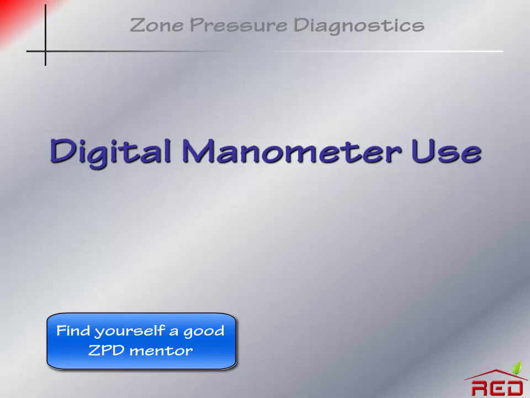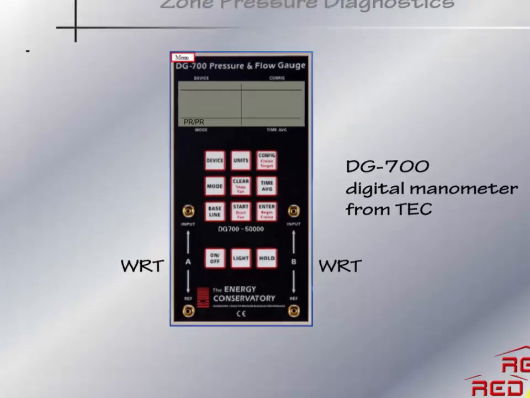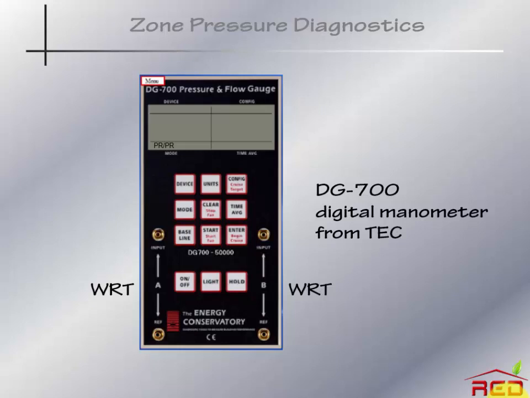The best way, I think, to learn this is to get out in the field with someone that already knows what they're doing and listen carefully to their instruction regarding the use of the manometer. Not only how to set it up, but where to put the hoses on the manometer. There are two manometers out there that are common. This one is a DG700 from the Energy Conservatory, and the other one that is quite common is the DM32 from Retrotech. Both are available with Wi-Fi. Both are very good options. I do not favor one over the other, although I do know more about the DG700 from the Energy Conservatory.